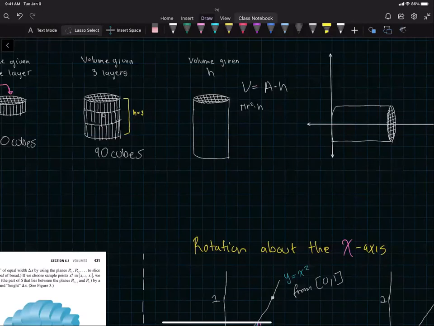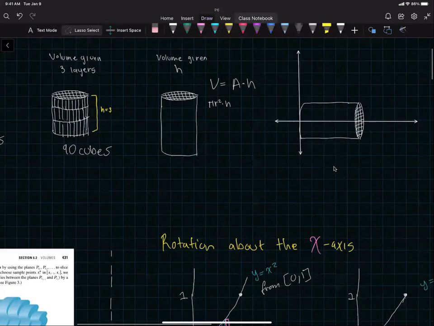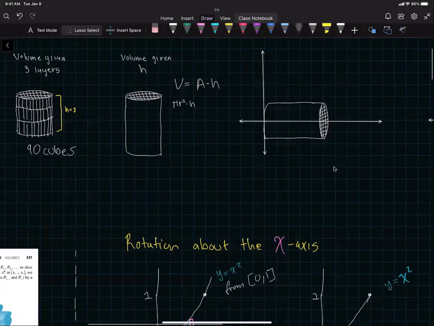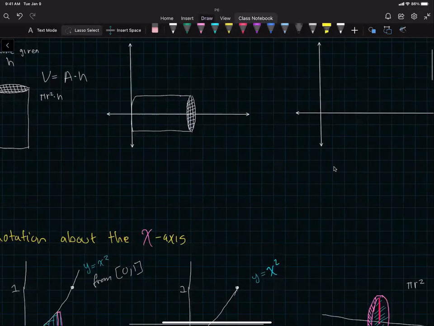I could divide it into layers and then find the area of each layer and then just add them up, okay? So I could cut it, find how many cubes are in each layer, and then add them up. That's another way to do it. So it's pretty simple to figure it out once you have something that is solid. But what happens when you have an irregular shape? Okay, so now we're interested in something a little bit more complicated.